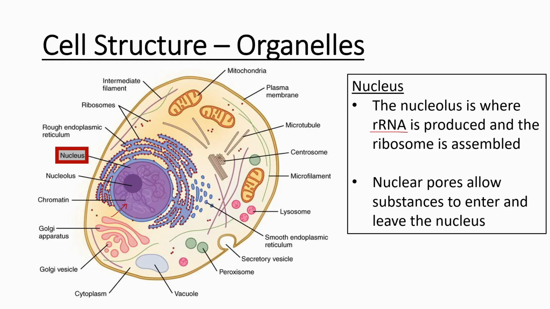Nuclear pores will also allow transcription factors to enter the nucleus to alter gene expression. Substances that will leave the nucleus through the nuclear pores include messenger RNA, fully assembled ribosomes, and transfer RNA.